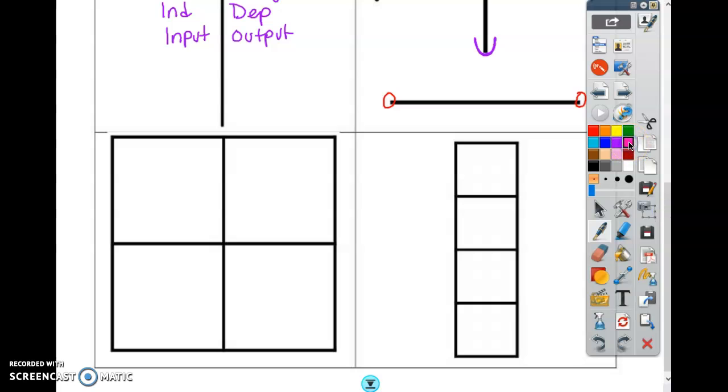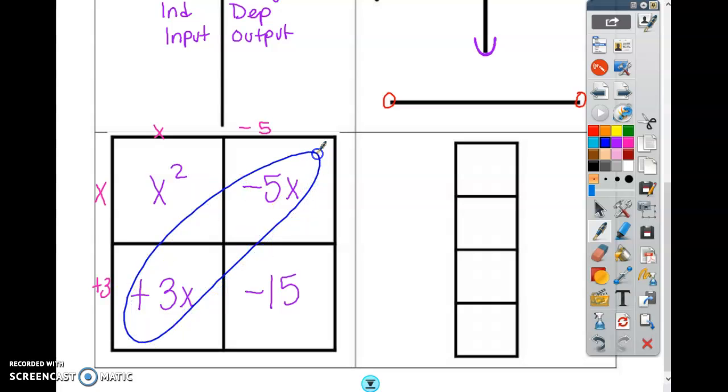Down here, this is the box method, remember? You can have an example, x plus 3, x minus 5, and you multiply in. X times x is x squared. X times negative 5 is negative 5x. 3 times x is a positive 3x. And 3 times negative 5 is a negative 15. And then you just add the diagonals. These two you add. Okay, and that will give you the answer.